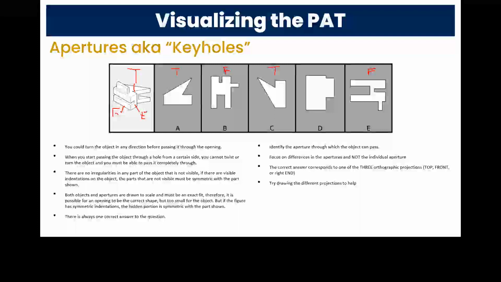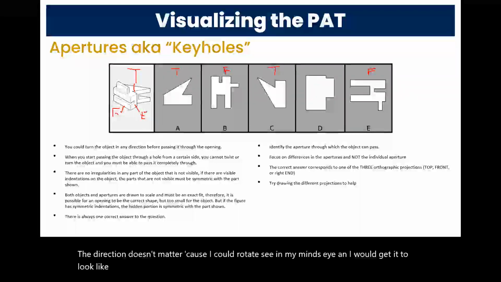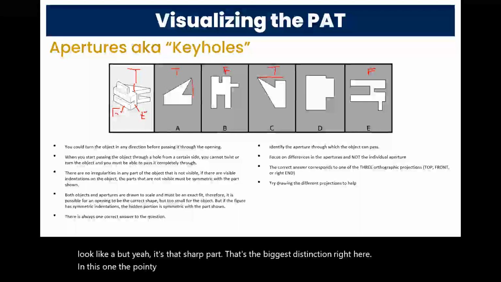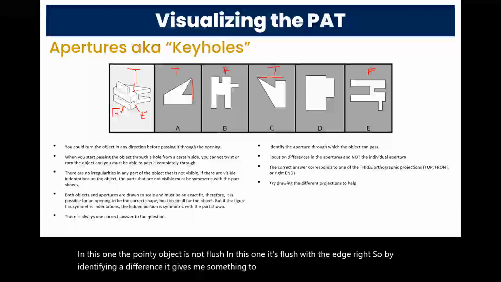Well, the direction doesn't matter because I could rotate C in my mind's eye and I would get it to look like A. But yeah, it's that sharp part. That's the biggest distinction right here. In this one, the pointy object is not flush. In this one, it's flush with the edge, right? So by identifying a difference, it gives me something to look for in the original structure.